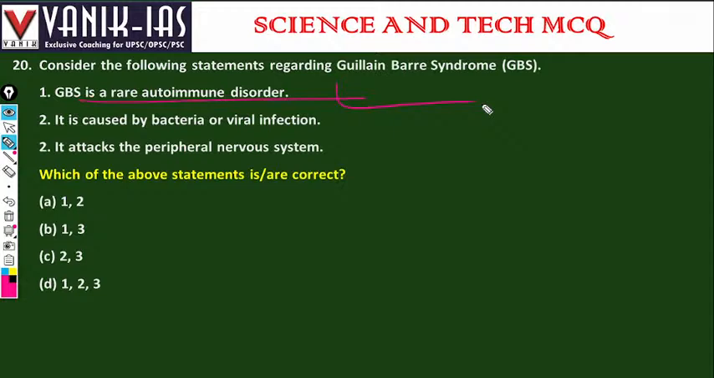So what happens? Autoimmune disorder. What do you mean autoimmune disorder? Actually, the immune system develops an attempt to kill the virus, and it starts attacking the surrounding nervous system. That is the problem. It is caused by bacteria and viral infection. This is right, and it attacks the peripheral nervous system. So 1 to 3, all the statements are correct regarding GBS.